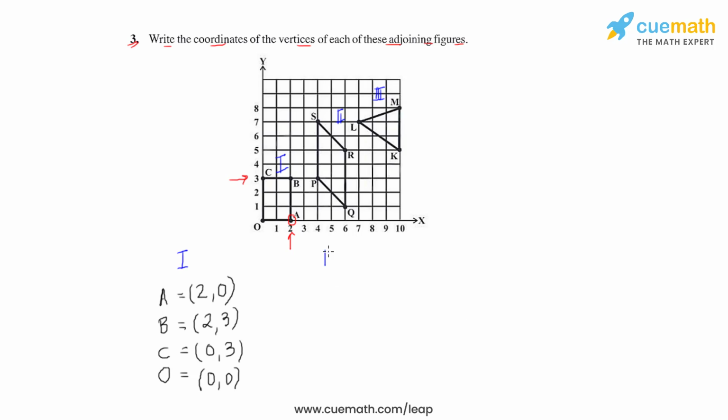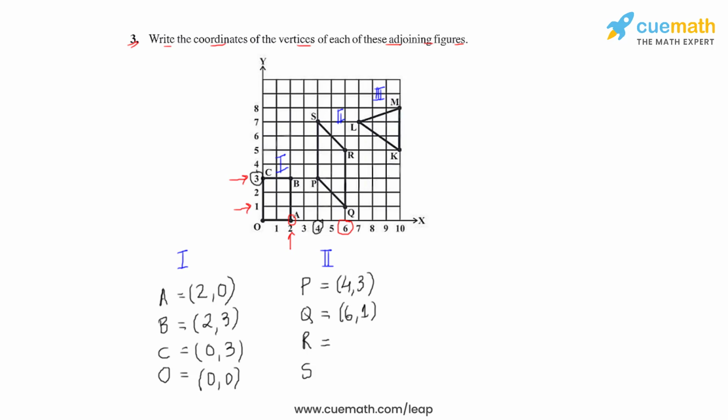Let us now see the second one, where the vertices are P, Q, R, S. So we'll see each of these vertices one by one. Now let us first see P. So the point P represents this point on the x-axis and this point on the y-axis. Hence, the coordinates of the vertex P would be 4, 3. Next, in case of Q, we see that Q represents this point on the x-axis and this on the y-axis. Hence, the coordinates of Q would be 6 and 1.